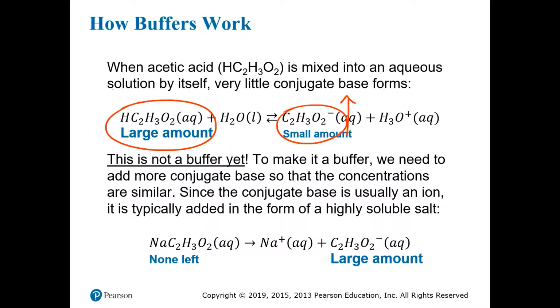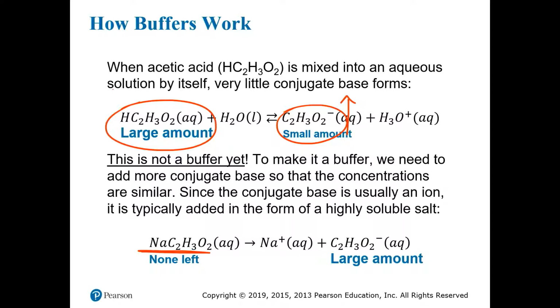However, the conjugate base here is an ion, and this is often the case. We can't just add ions to solution because you can't keep ions in a bottle. In order to get ions into a usable form, you have to neutralize them so that they can form a solid. So instead of just saying that we add the conjugate base, we make a salt of the conjugate base, or we use a salt of the conjugate base, such as sodium acetate.